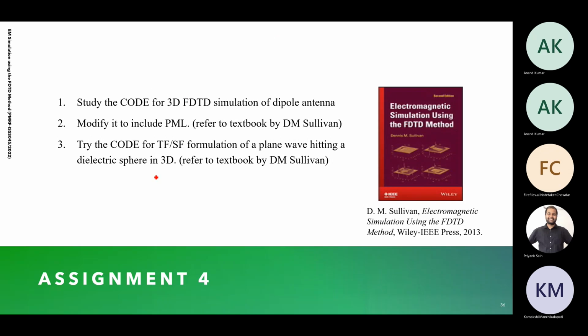Okay, so we'll discuss this assignment for now, and then we'll take questions. I'll share the code for 3D FDTD simulation using a dipole antenna. You have to study the code and see how each line is working, and then modify it to include PML. For help, refer to the textbook by Sullivan. This is how the book looks. I've been referring to this book for this whole course.